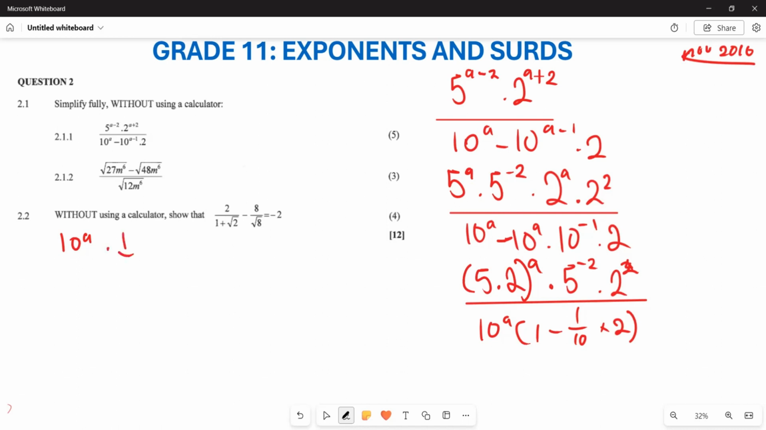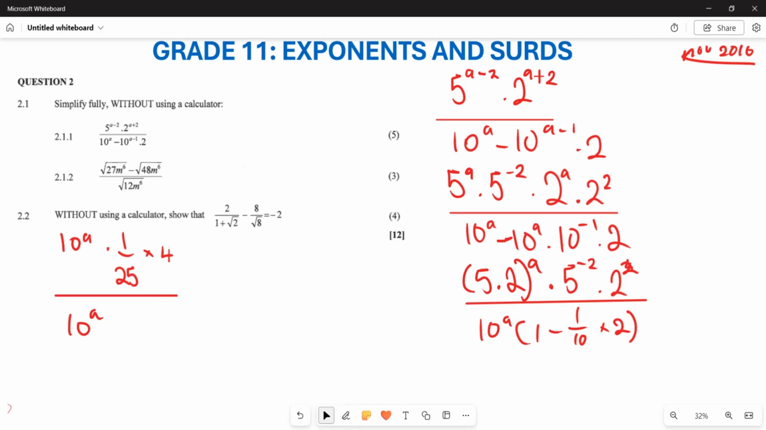This is the same as 1 over 25. Remember, 5 is going to be 5 squared, right? So this is going to be 5 multiplied by 25, multiplied by your 4. Altogether, this is going to be divided by 10 to the power of a. Then what is going to be 1?